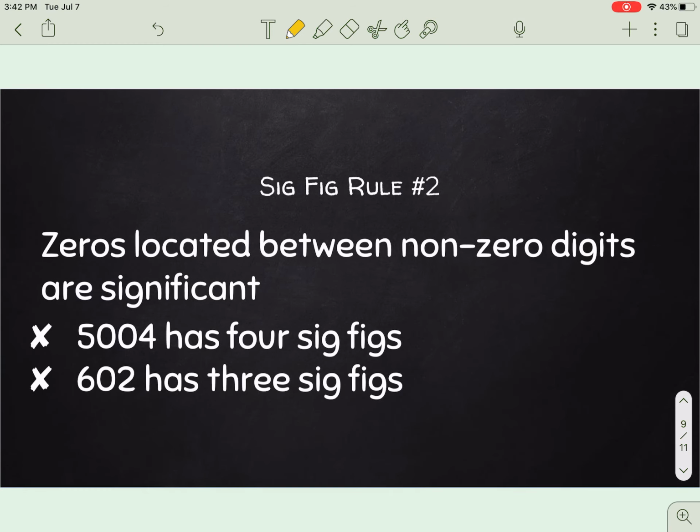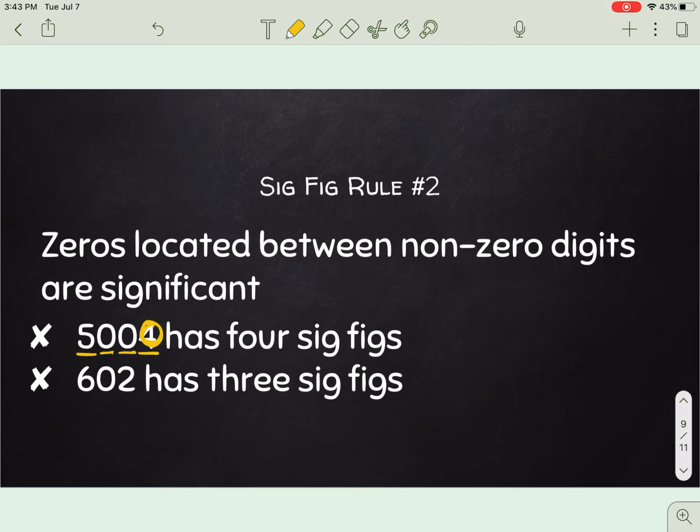Number 2, zeros between non-zero digits are significant. So if I have the number 5,004, the 5 and the 4 by default are significant, and because there are zeros in between them, those are also significant. To give you an example of why, let's say this was a 0 on the end instead of a 4, and that's 5,000. In that case, I don't know if somebody just estimated.